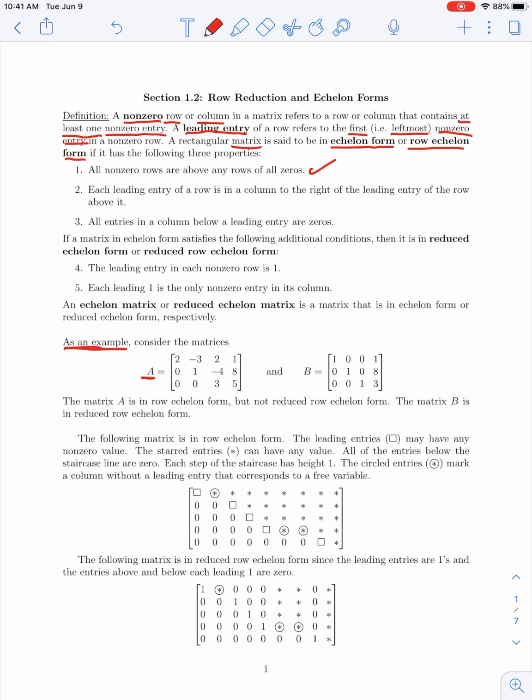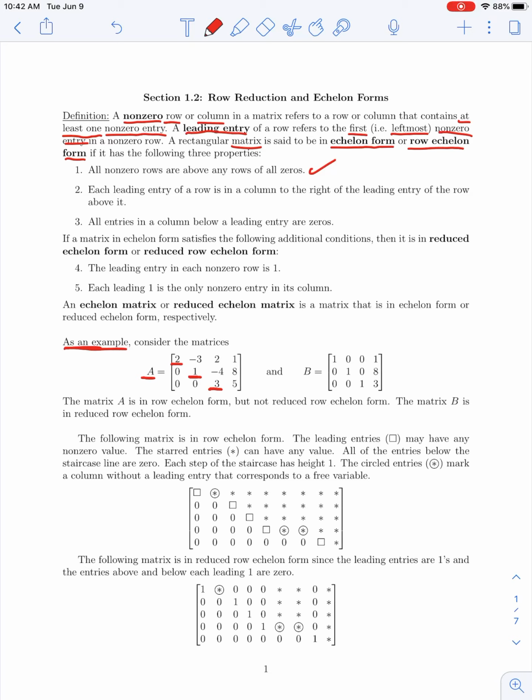So let's look at what our leading entries are for each row. Recall that a leading entry is the first non-zero number that appears in that row. So for our first row, the first non-zero entry is this number 2. That would be the leading entry of the first row. For our second row, the first non-zero entry is this number 1. So that would be the leading entry of our second row. And for our third row, the first non-zero entry is this number 3. That would be the leading entry of our third row.